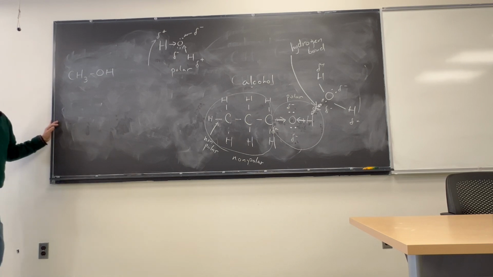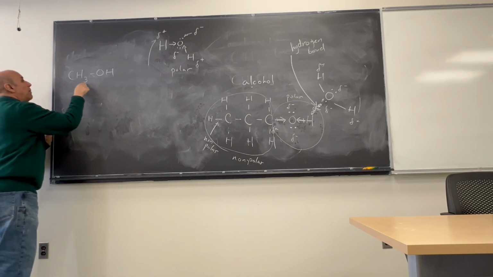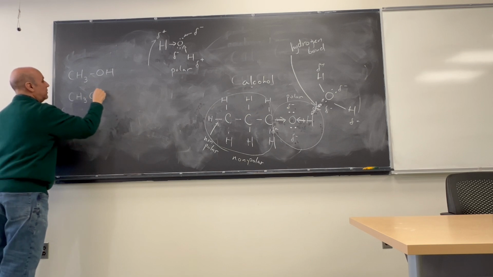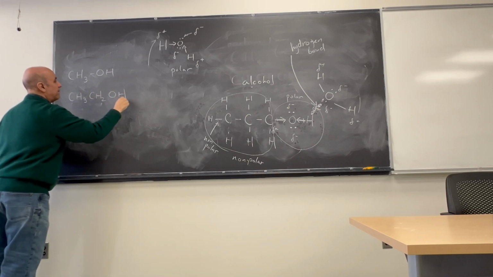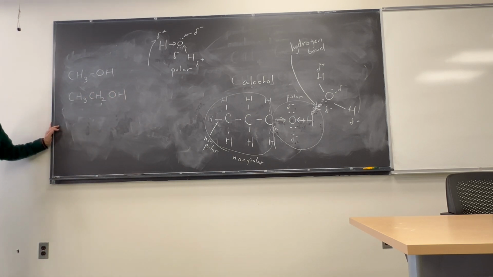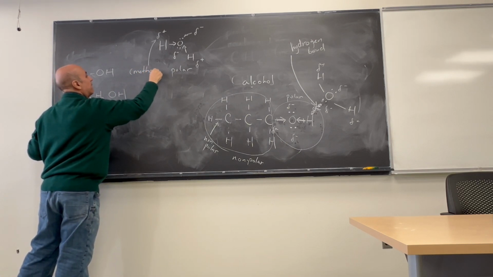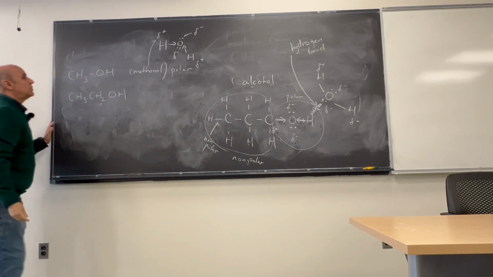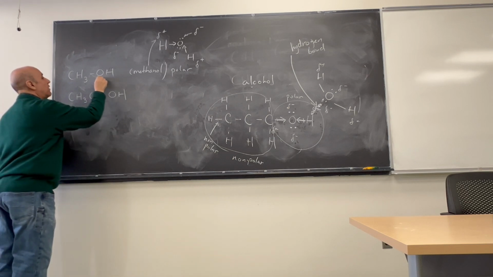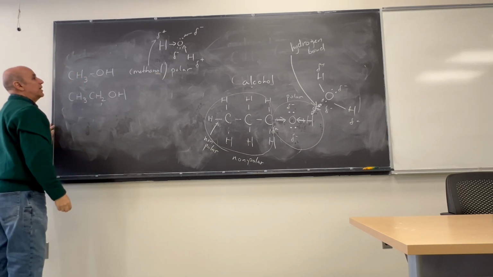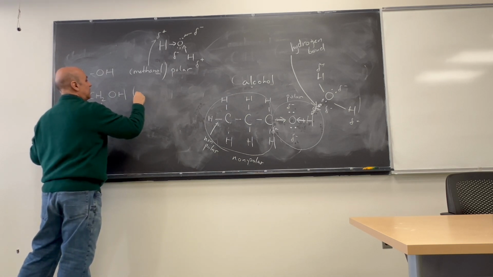So that's a real molecule. It's called methanol. This is another real molecule. It's called ethanol. So this is methanol. You're probably beginning to see the pattern. Anytime that you have an OH, you end up naming the molecule with OL, which means an alcohol.